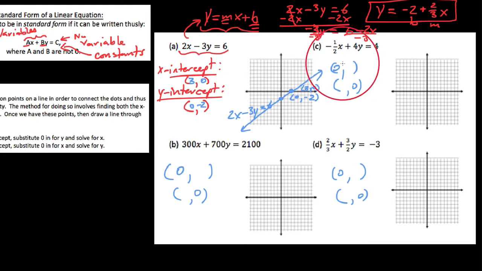So like in this next instance here, we could say, well, what would this be if I plugged in 0 for x? So again, plug in 0 for x, this term drops out. I get 4y equals 4, so y must be 1. And then also here, if I plug in 0 for y, this term would drop out completely, and I get negative 1/2 x equals 4.